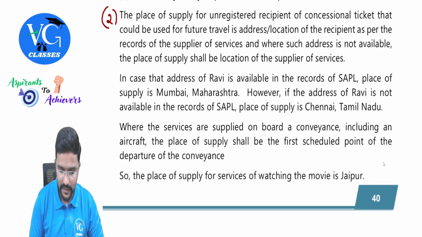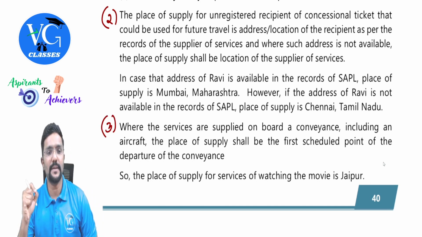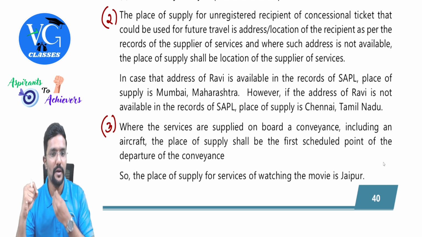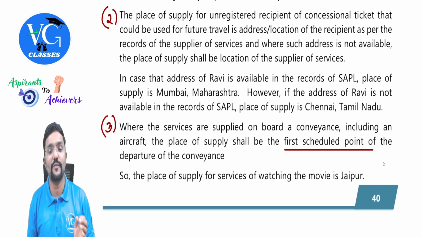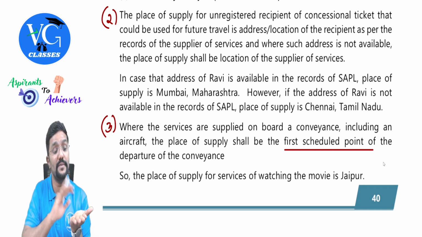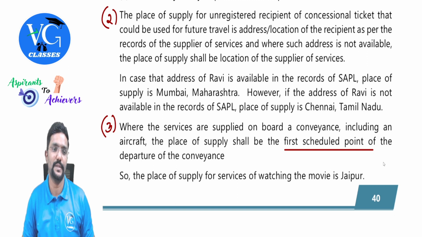So this is for third point. Where the services are supplied on board a conveyance, including an aircraft, the place of supply shall be the first scheduled point of departure of the conveyance. So the place of supply for services of watching a movie is Jaipur because the journey is from Jaipur to Delhi. Please be careful. That is when he took this service.